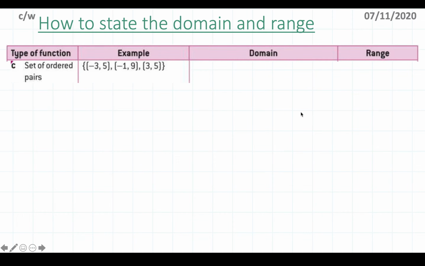If you have a set of ordered pairs, remember that they have a specific order, like coordinates, so x, y, x, y, x, and y. It means the first value is my domain, so -3, -1, and 3, and my second value is the range, so 5, 9, and 5. Again, we don't repeat the values. Also notice that we tend to write values in set notation from smallest to largest, but that's by preference, it's not compulsory.